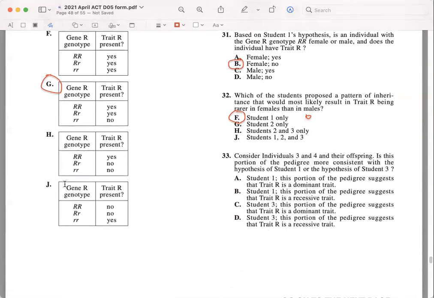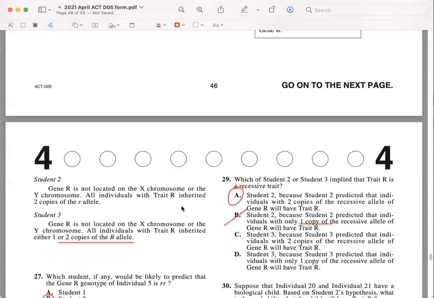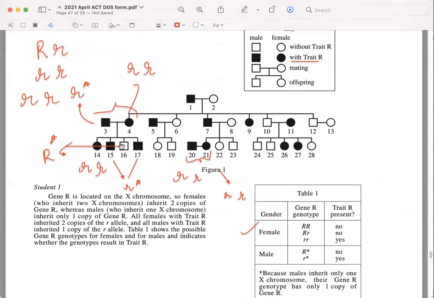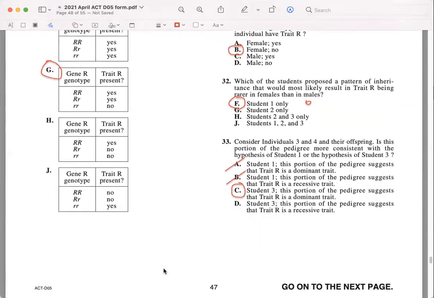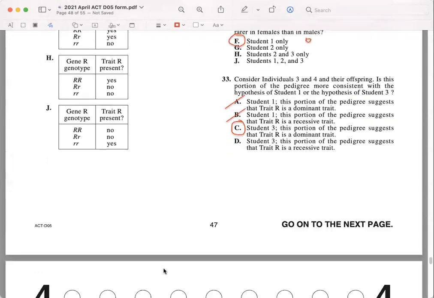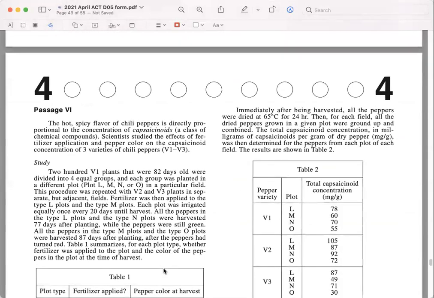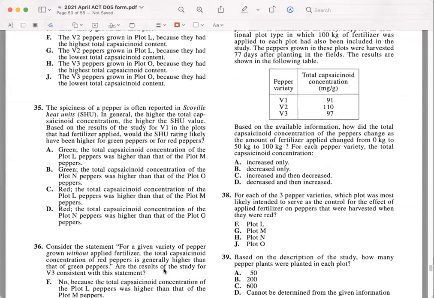So it is student 3, it's not A and B. Student 3, this portion of the pedigree suggests that trait R is a dominant trait, right? And because it's a dominant trait, this child did not have it, right? So, okay. Yeah, I think this would be the last passage then.